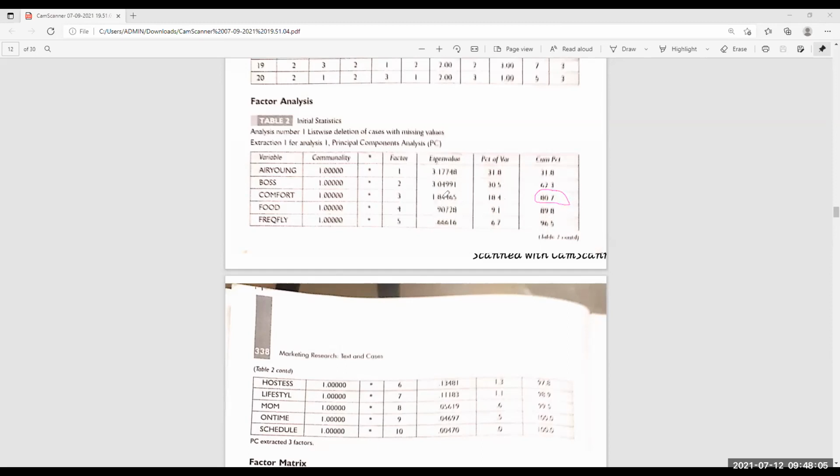So eigenvalue greater than 1 has been used to pick up the 3 factors, and these 3 factors contribute 80.7% of the variation, which means if you only pick up 3 factors out of the entire set, it will explain 80% of the variation in the responses of the respondents. All right. So let's quickly go down and see what is the next step.